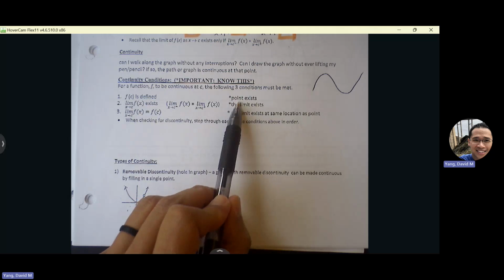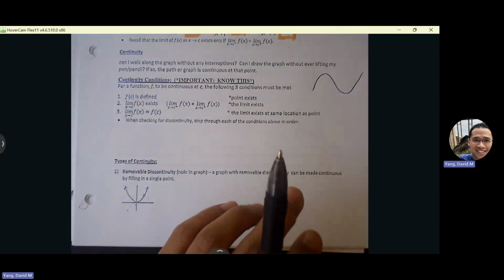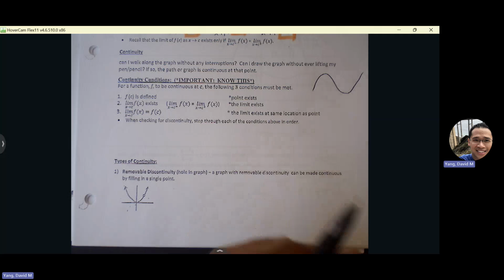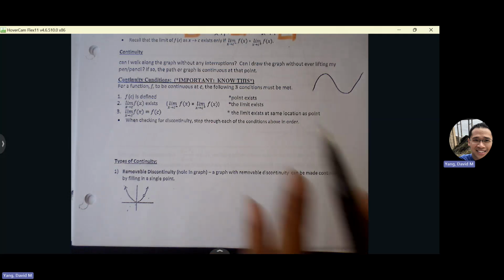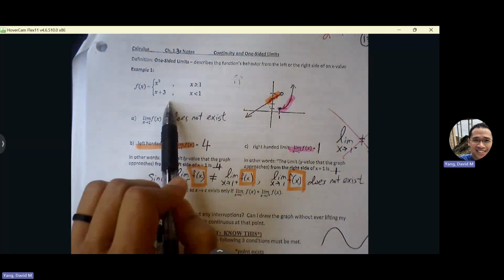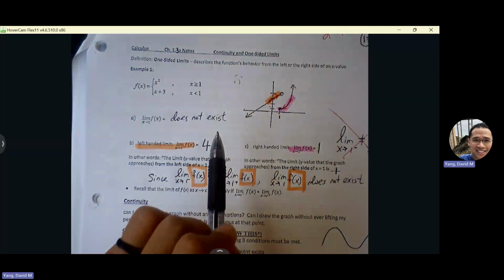So the first is, does my point exist? Okay. f(c), is f(c) defined? Now, you're never going to have to guess where the point in question is. The problem is always going to tell you explicitly what that c value is, or it'll be very obvious within the piecewise function what that c value is. So for instance, if it was a piecewise function like this, the c value would be what, if you have to guess?